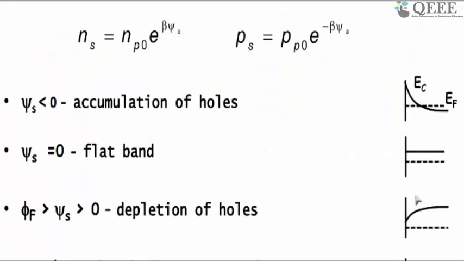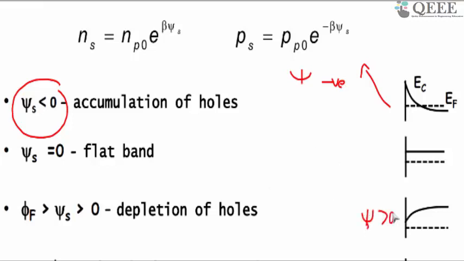So this is again the same case here. If the notation is like that, if the band bending is upward, we call this psi s negative. So this is psi s negative. If the band bending is down, this is psi s positive. That's the notation. So psi s is negative for accumulation.